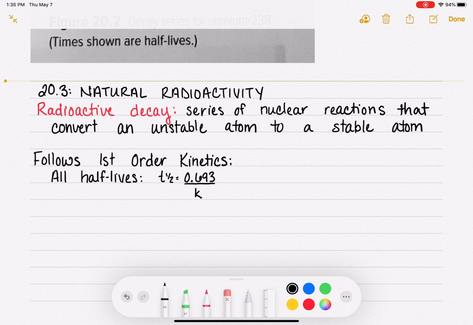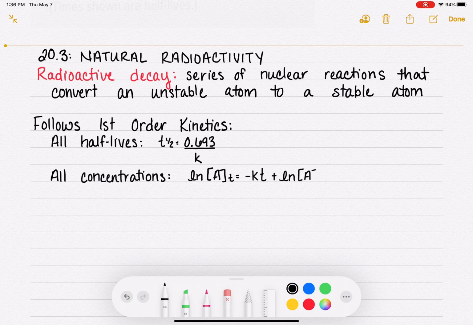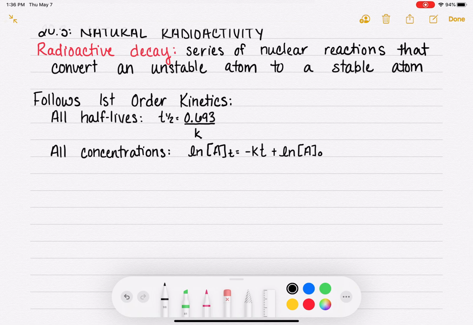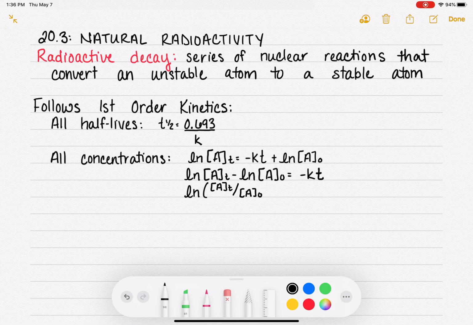And then we also know that concentrations are going to follow first-order kinetics as well. So all concentrations are going to follow our equation: the natural log of the concentration at time t is going to be equal to the negative rate constant times that time plus the natural log of our starting concentration. And for radioactive reactions, it's useful to use this equation in a slightly different form. So we're going to go natural log of A at time t minus natural log of A at time 0 equals negative kt. And using the properties of logs, we're going to change that to the natural log of A at time t divided by A at time 0 equals negative kt.